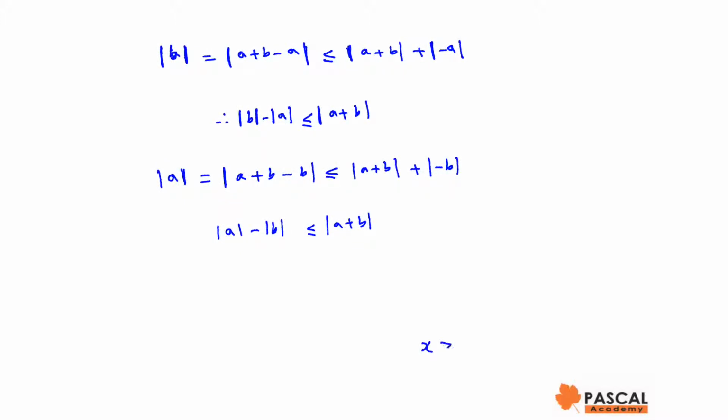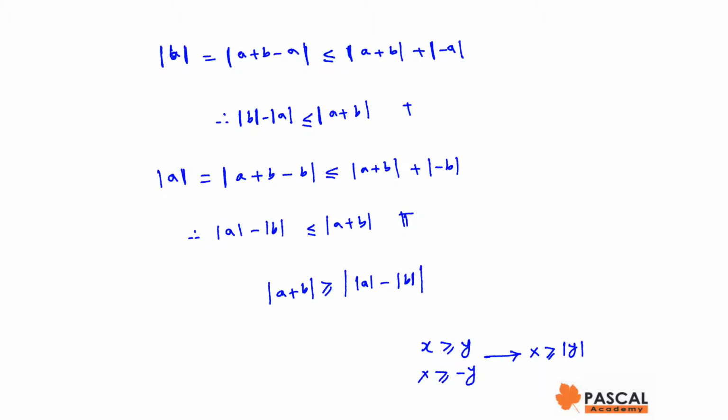If x is greater or equal than y and x is greater or equal than negative y, then x is greater or equal than absolute value of y. If we put these two inequalities together, we have absolute value of a plus b greater or equal than absolute value of the difference between absolute value of a and absolute value of b, which is the other inequality.